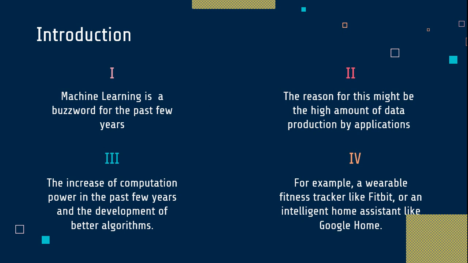But why are these two terms, artificial intelligence and machine learning, so popular in the last few years, mostly after 2014? So what is the reason behind artificial intelligence, machine learning and deep learning being so popular now? So let us see the reason behind that.